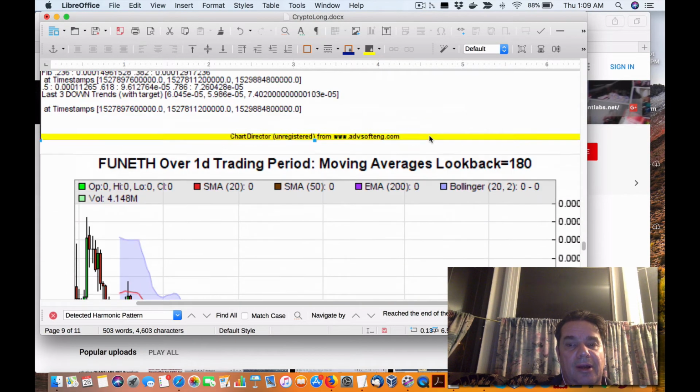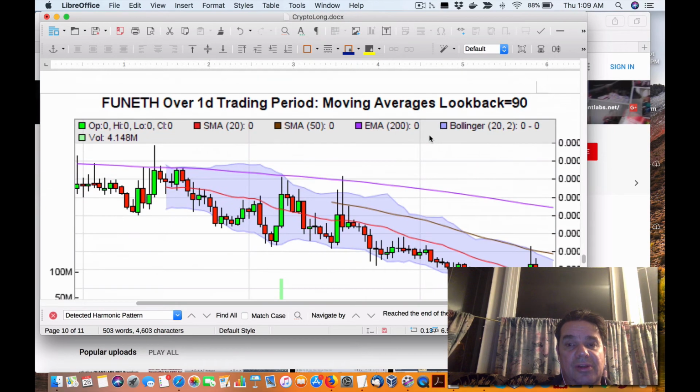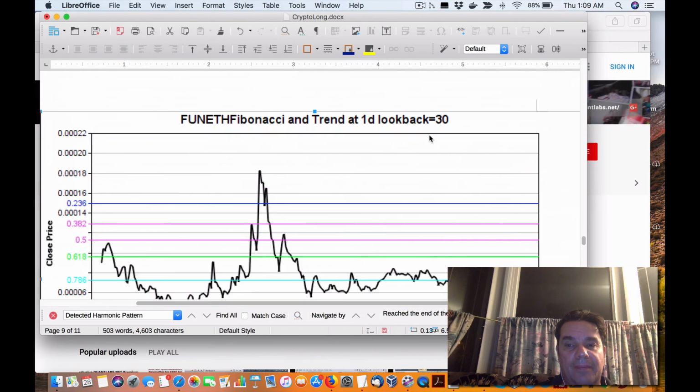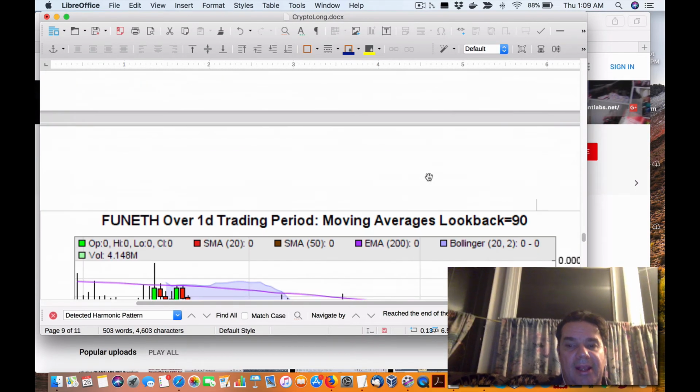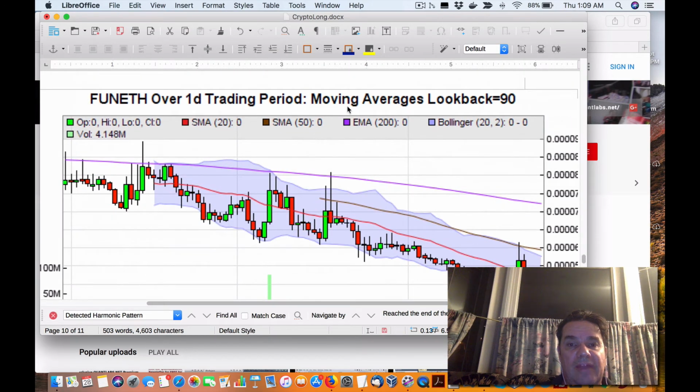So again, as far as I know, let me just see here. Okay, so yeah, this is a 30-day look back, and then we also have the moving averages set out for the last 90 days. Okay, so you can see it's been on average decline.